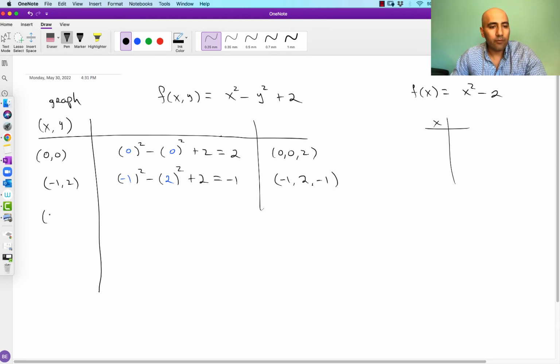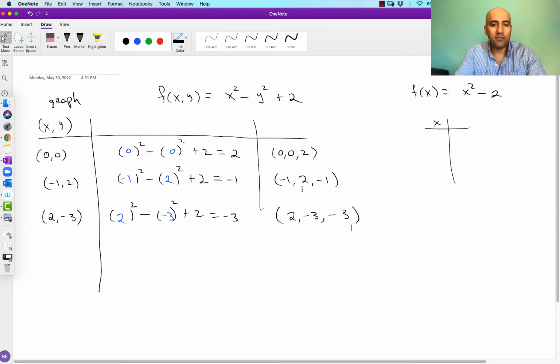How about if we put a 2 here and a -3 there? So this would be blank squared minus blank squared plus 2. And this time we have a 2 for the x and a -3 for the y. So that becomes 4 minus 9 gives you -5. -5 plus 2 equals -3. So yet we have another triple, 2, -3, -3. Right? So if I graph these individual points, there are 3 dots, sort of in the air.